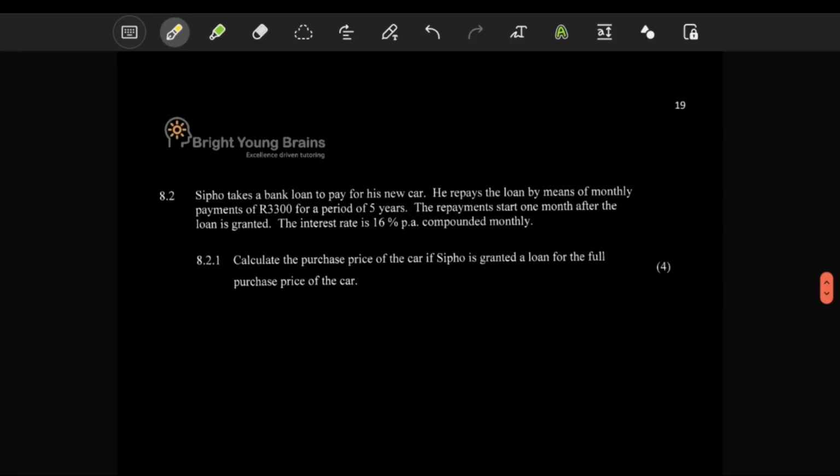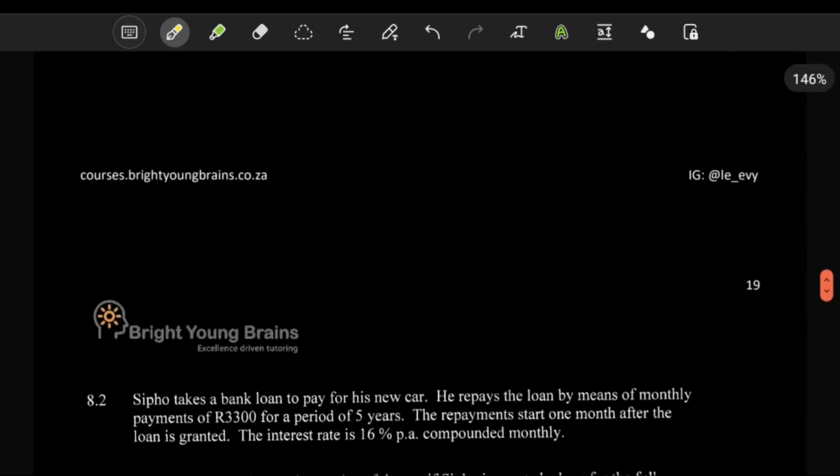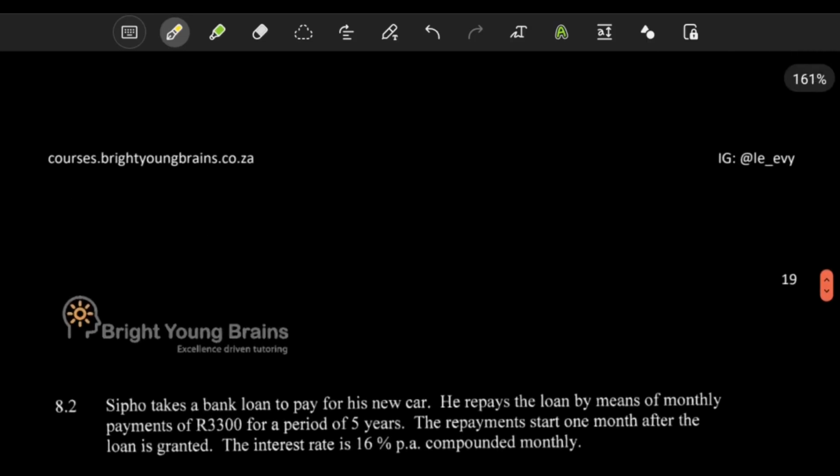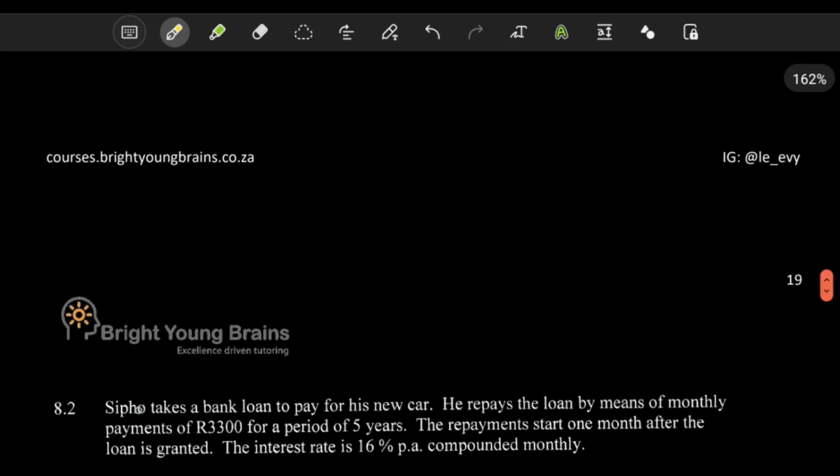8.2.1, or 8.2 rather. Let's see what 8.2 says here. 8.2 is talking about Sipo. It says Sipo takes a bank loan to pay for his new car. He repays the loan by means of monthly payments of 3,300 for a period of 5 years. Then it says the repayments start 1 month after the loan is granted.